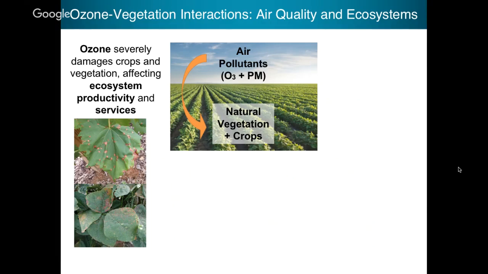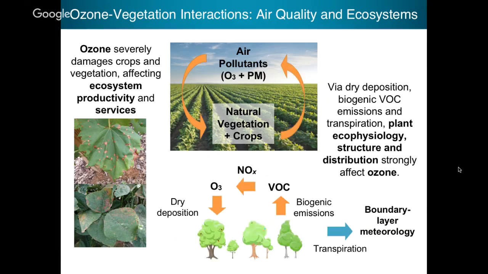At the same time, the arrow can go the other way as well. A lot of us here already know that through dry deposition, biogenic VOC emissions, and transpiration, a lot of the things that the plants are doing will ultimately affect ozone and other atmospheric components as well. So we are really interested in looking at these two-way interactions between ozone and vegetation.